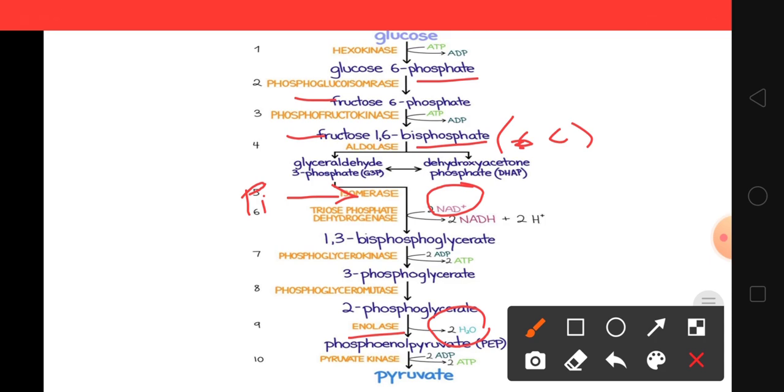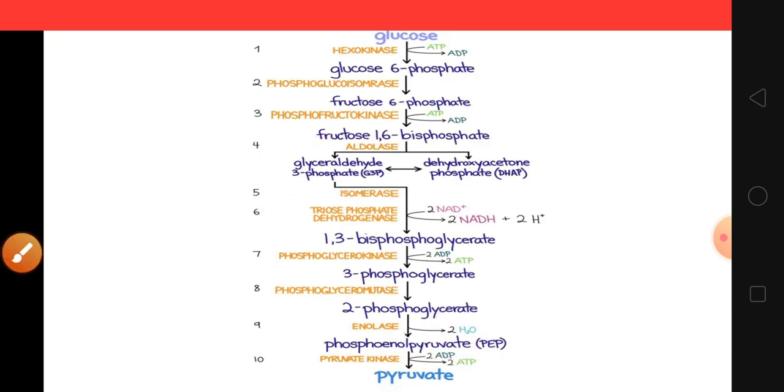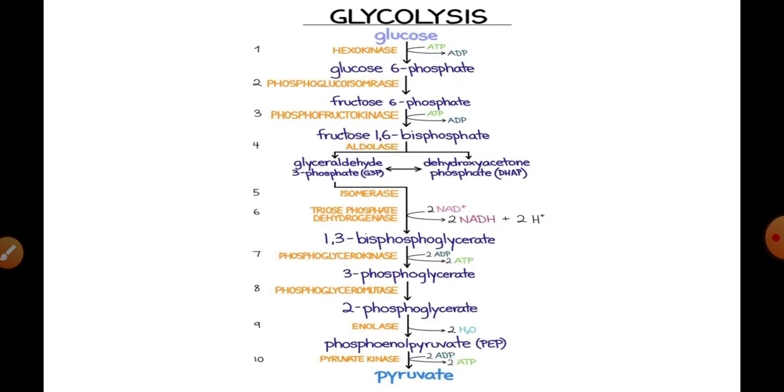Then finally this PEP or phosphoenol pyruvate gets converted into pyruvic acid, or you can say it gets converted into pyruvate. And the enzyme that is involved over here is pyruvate kinase. Okay, with this, the process of glycolysis, that is glucose being broken down into pyruvate or pyruvic acid, is done. As I said, we have seen the process with glyceraldehyde 3-phosphate. The same process is carried out with dihydroxyacetone phosphate, which first gets converted into glyceraldehyde 3-phosphate, and then the same process is carried out.